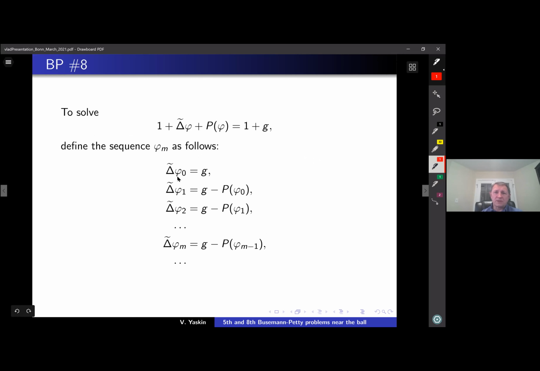We'll do it like this. We'll create a sequence phi m recursively like this. We start with the function g, solve this equation, get a function phi 0, then plug it in the second equation, get another function phi 1, and so forth. So we'll see that this sequence converges to some function phi in C2 alpha, and this function phi will solve this equation that we want.